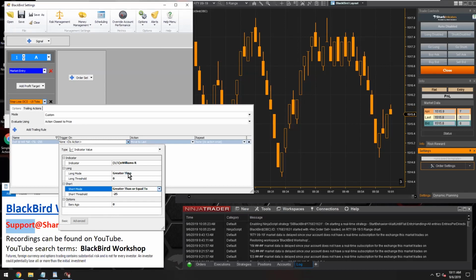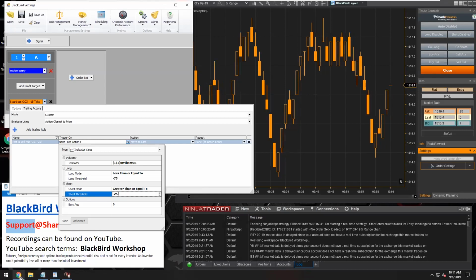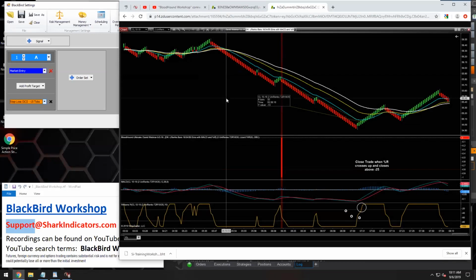And then the long trade is going to be the opposite here. So it's less than or equal to, and this is going to be -75, like that, right? So there we go. To figure out whether you need to be greater than or less than, just look at your indicator, and let's zoom in there.